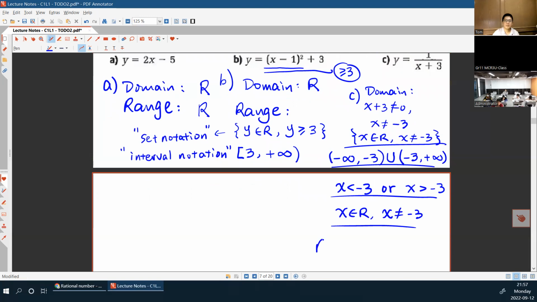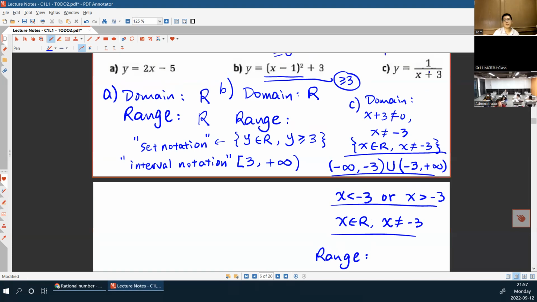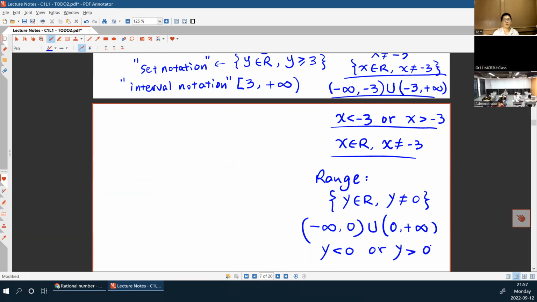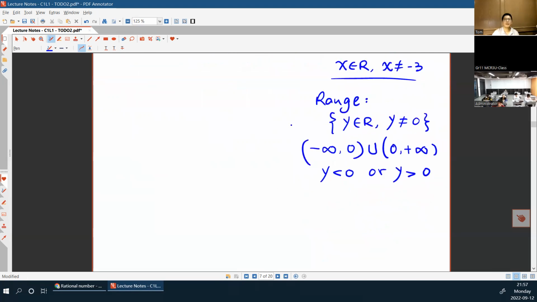Okay, so how about the range? x plus 3 can be any real number but not 0. Then the reciprocal of this number is, of course, any real number that is not 0, right? Because the numerator here is not 0. So for the range, we can just say y belongs to the real number set, but y is not 0. Or in interval notation, you can express it like this: -infinity to 0 union with 0 to positive infinity. Or you can simply say y is less than 0 or y is greater than 0. You can choose either way. Okay?